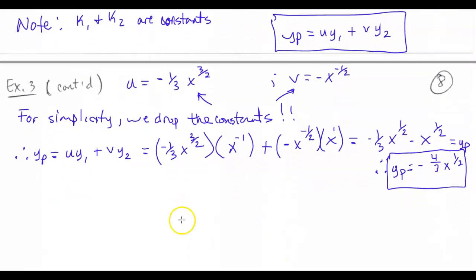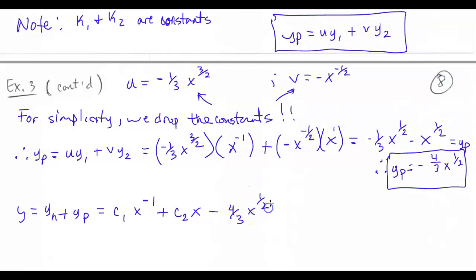So now that we have that, we are pretty much at the finish line from this point. Our homogeneous solution was C1 x raised to the negative 1 plus C2 x raised to the positive 1, which is just x here. And then our particular solution would be negative 4/3 x raised to the positive 1/2.